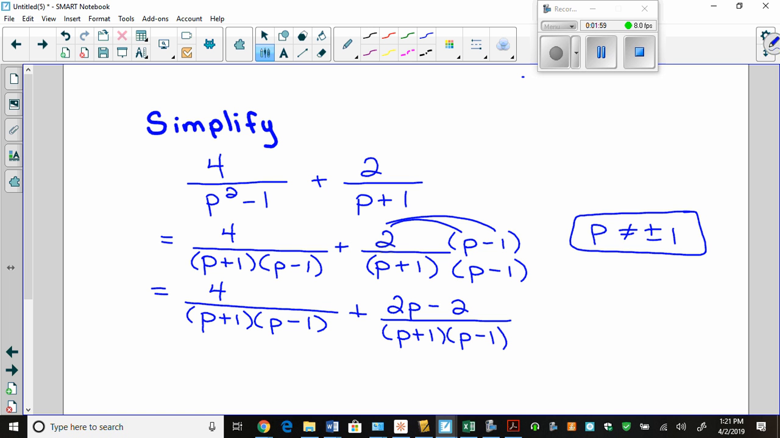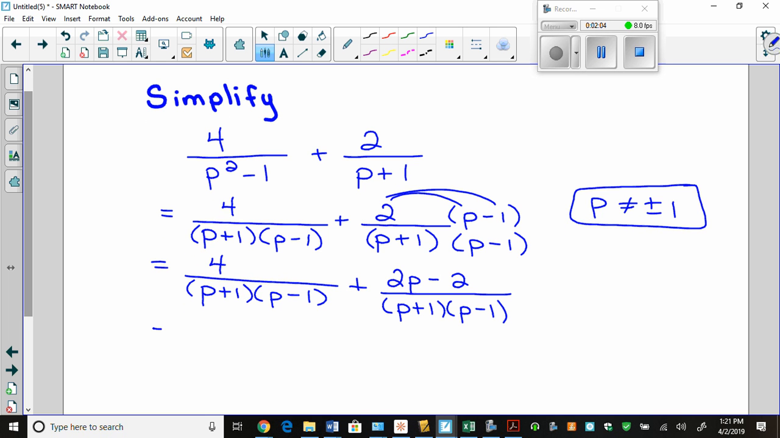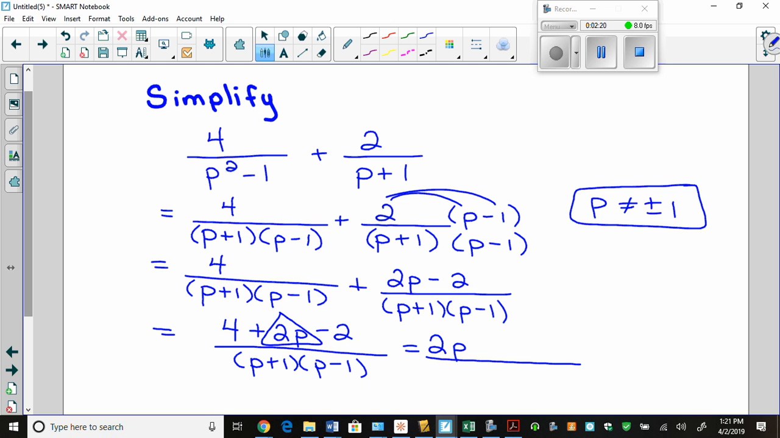Then what can we do? Yeah. So we can go 4 plus 2p minus 2 all over one denominator because we have common. And then we can collect like terms. So we have positive 2p plus 4 minus 2 is plus 2, over p plus 1, p minus 1. And we can box it.